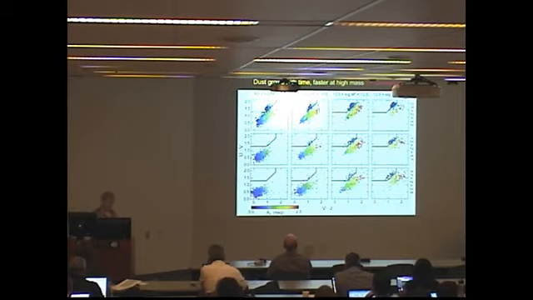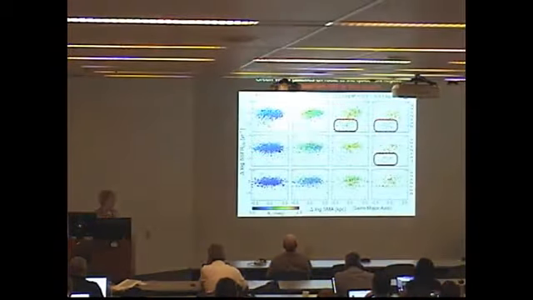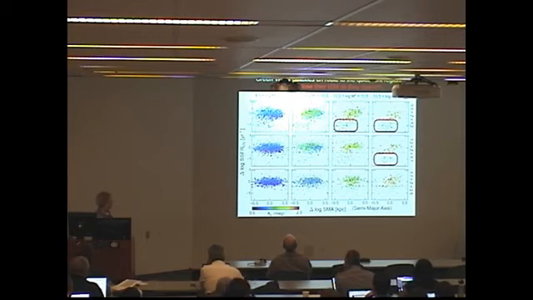Now we can clean up this diagram even further if we note that when we plot, this is a new plot, each panel is specific star formation rate versus, I've chosen a size indicator, a delta size semi-major axis.